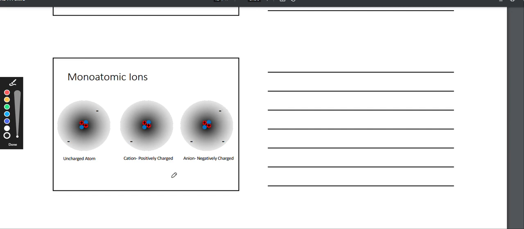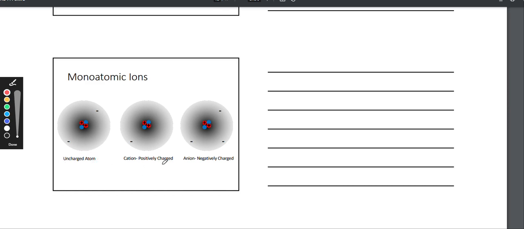Examples could be any element from the periodic table, like sodium, magnesium, potassium, nitrogen, oxygen, all these. It's considered a monoatomic ion because it has only one atom. When it's uncharged, as you can see here, there are two negatively charged particles. Okay, let's color code things. There are two negatively charged particles and two positively charged particles, so the positive cancels out the negative. That's why it's considered an uncharged atom.